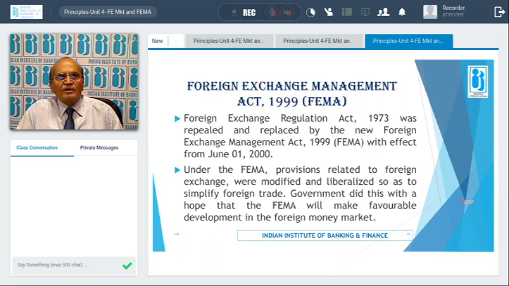So, keeping in view this particular aspect, FERA was amended, or rather replaced, by a new act called the Foreign Exchange Management Act, 1999, and this was implemented with effect from 1st June 2000. Under FEMA, provisions related to foreign exchange were modified and liberalized so as to simplify foreign trade. Government did this with a hope that FEMA will make favorable development in the foreign money market.